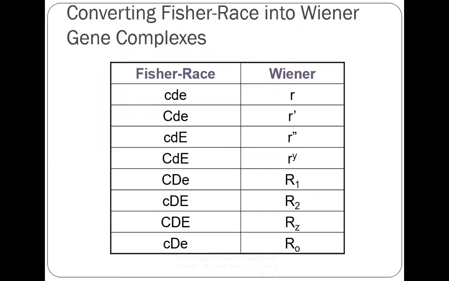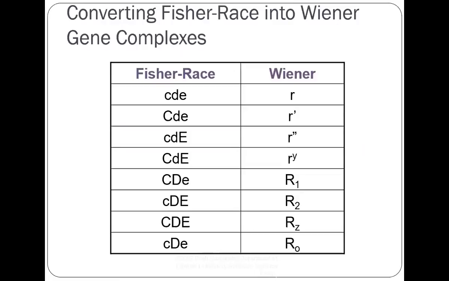Here's another nice little chart that kind of explains it again. This is very important for you to understand. I've listed a link for some practice problems because you do need to understand how to convert between the Fisher-Race terminology and the Wiener terminology.